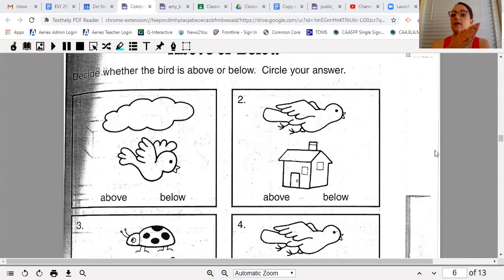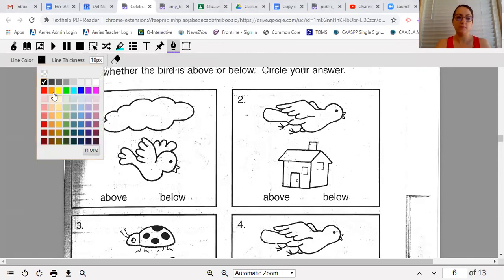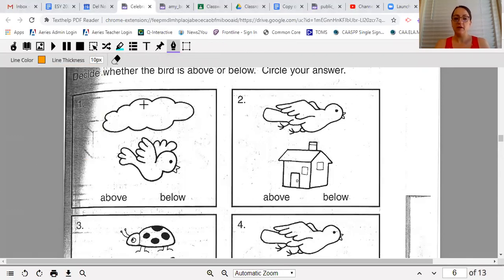So we need to decide in each of our pictures whether the bird is above or below. Whatever item is in the box with the bird, we'll decide if the bird's above that item or below the item, okay? And then we're going to circle the word above or below. Here in box number 1, we have a bird and a cloud. Do we think that the bird is above, which means on the top of the cloud, or below the cloud?